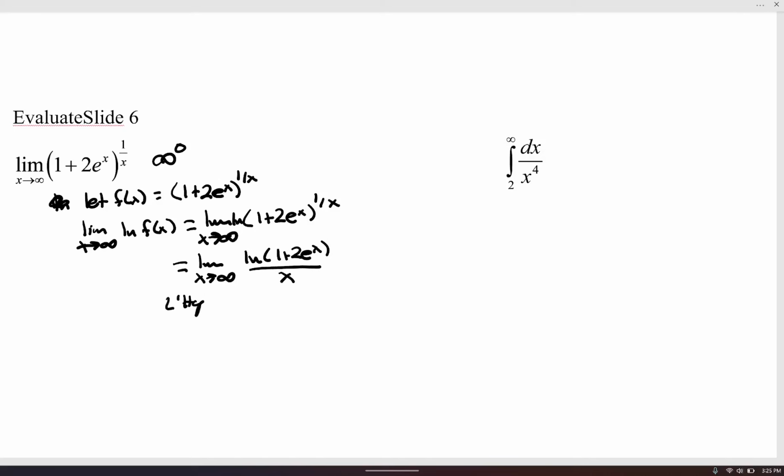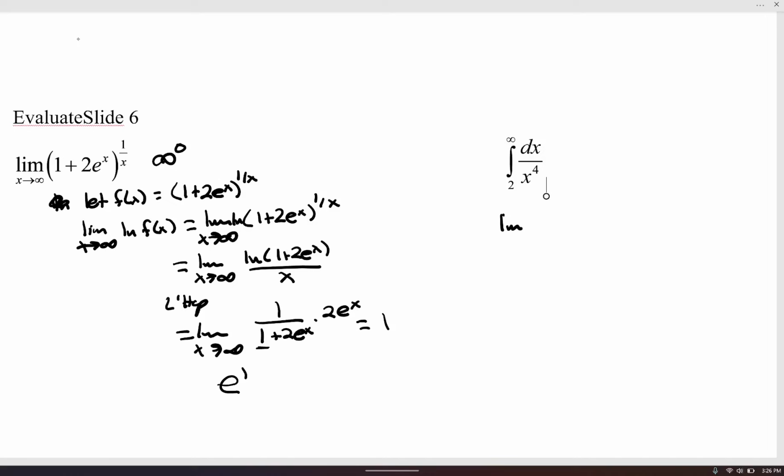Now we can do L'Hopital's. The limit as x approaches infinity of 1 over (1 plus 2e to the x) times 2e to the x, over 1. But as we go to infinity, this 1 becomes very insignificant. So this ends up being 1, and we have e to the first.